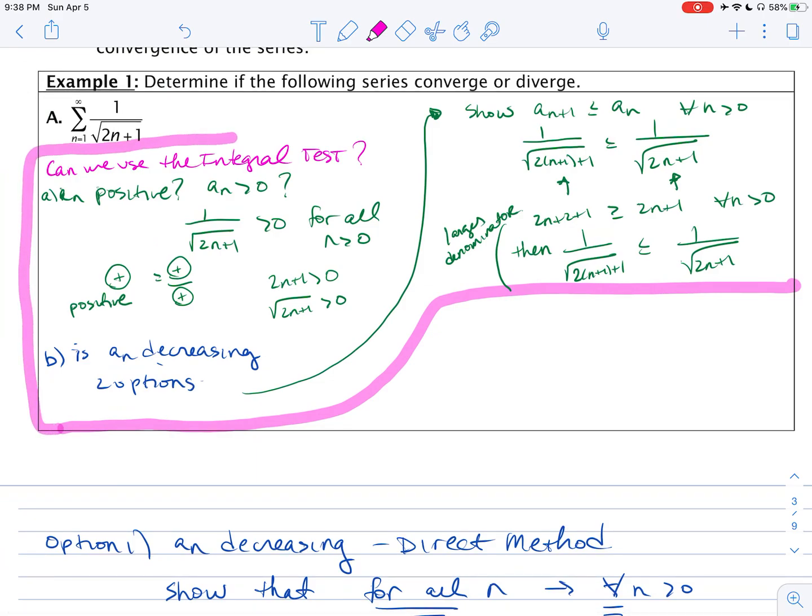Can we use the integral test? We had to show that it was positive, and we had to show that it was decreasing. Okay, so now here's the test. Calculate the integral of f of x dx from 1 to infinity.